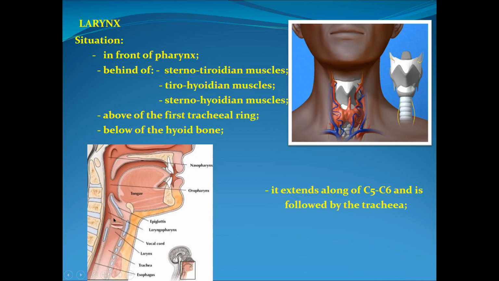Okay, so again, larynx is located between the pharynx and these hyoidian muscles, and we can say it is located above the first tracheal ring. This is the first tracheal ring right here, and under the hyoid bone. We can say that it extends along the fifth and the sixth cervical vertebra.